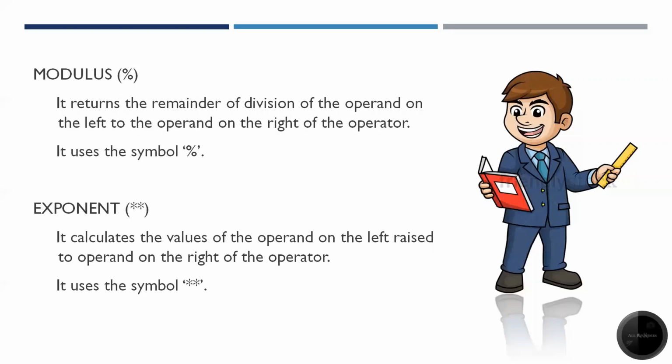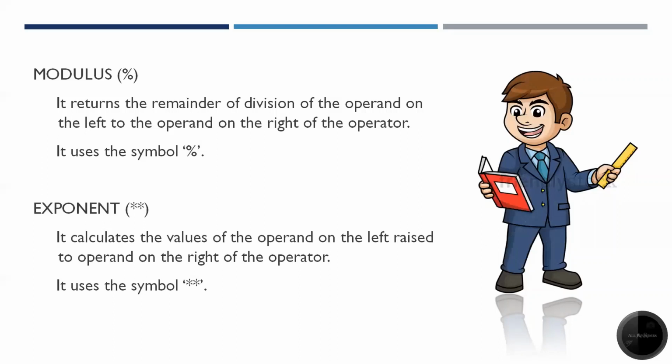Then comes the modulus operator. It returns the remainder of the division of the operand on the left by the operand on the right of the operator, and it uses the symbol percentage. So what modulus is doing is returning the remainder to the user. Like if we take 3 and 2 and write 3 modulus 2, it would divide 3 by 2 and return the remainder, and as we all know, the remainder would be 1. So that's how modulus works, and it returns the answer which is closer to negative infinity.